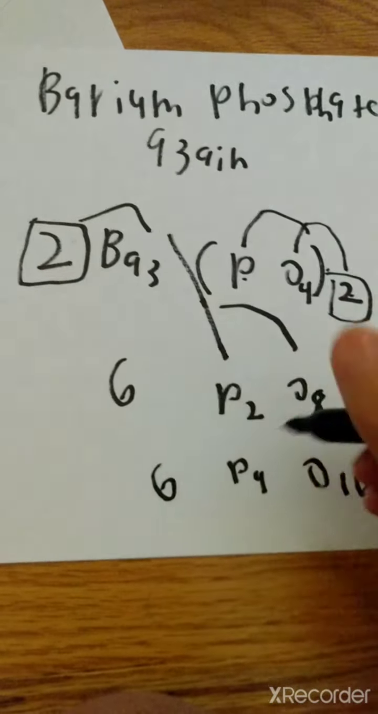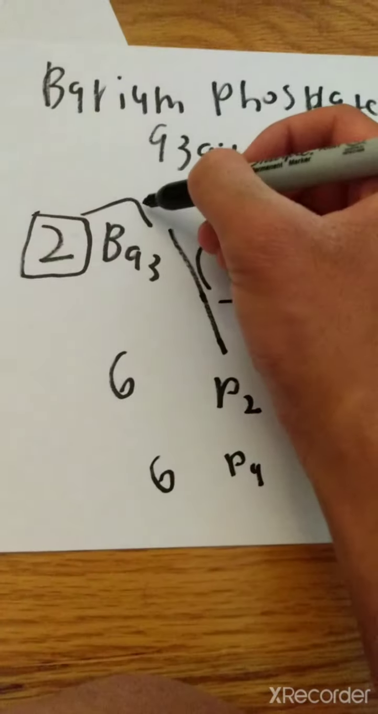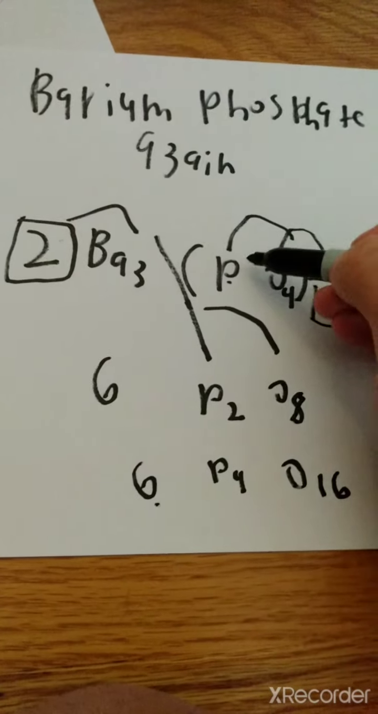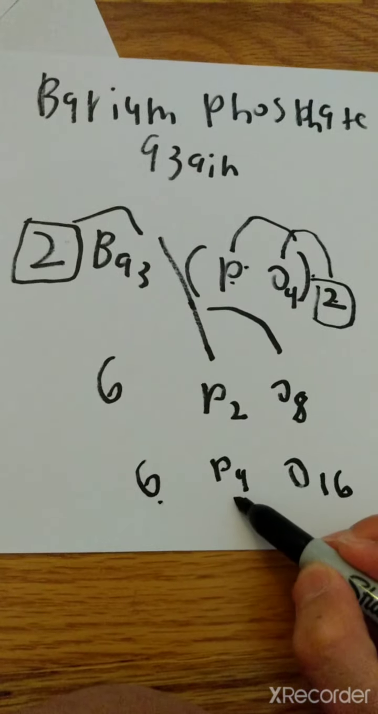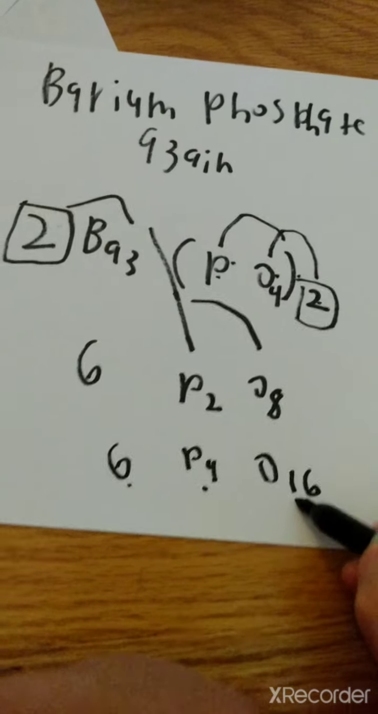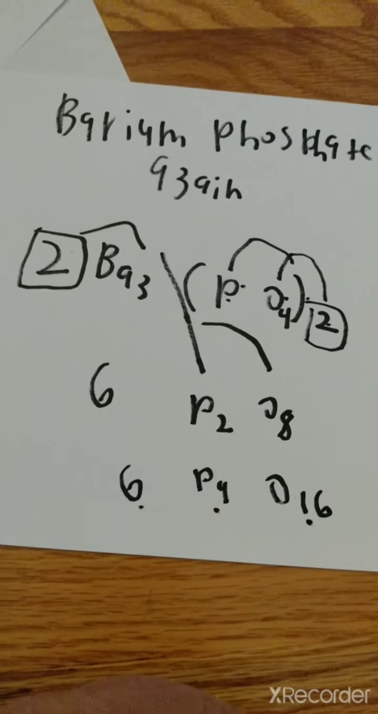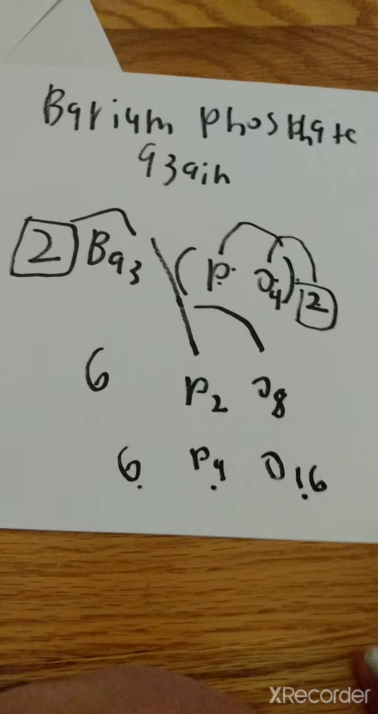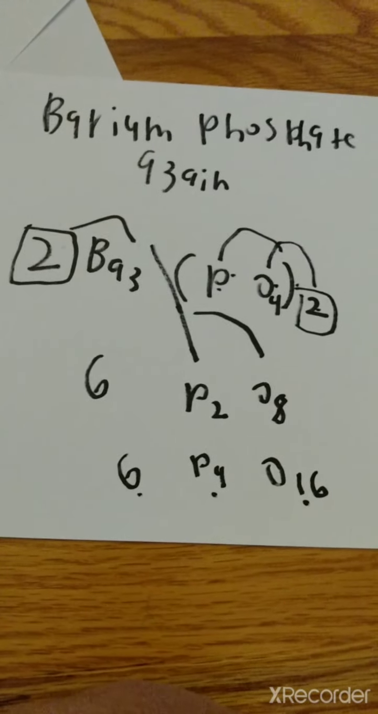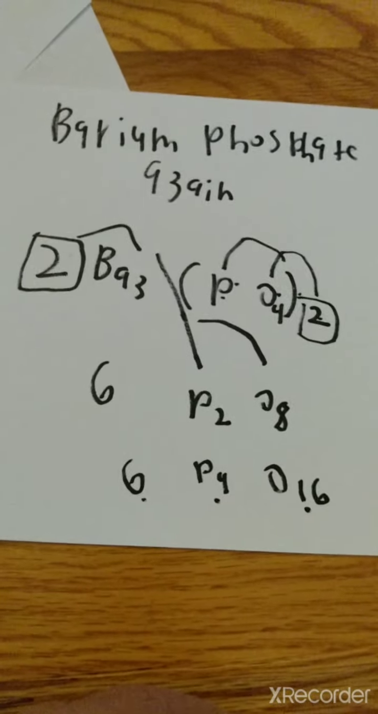So here is what we have. Barium now has 6 atoms. Phosphorus now has 4 atoms. And oxygen now has 16 atoms. We now have the ability to count how many atoms are in each element by learning in this video.